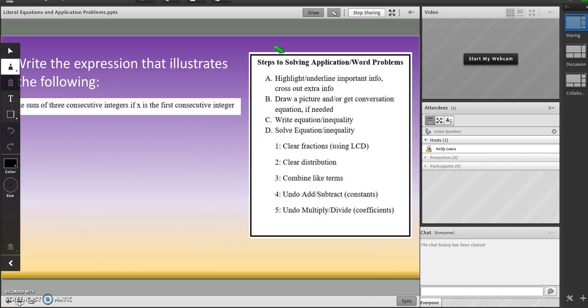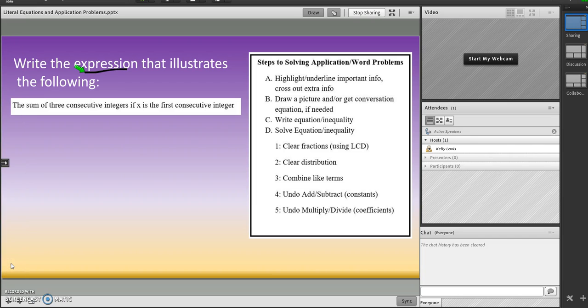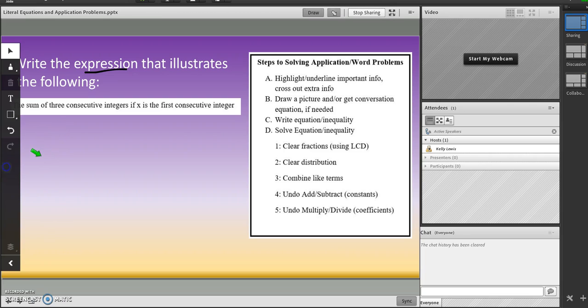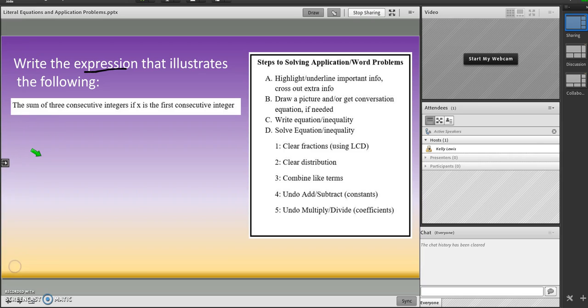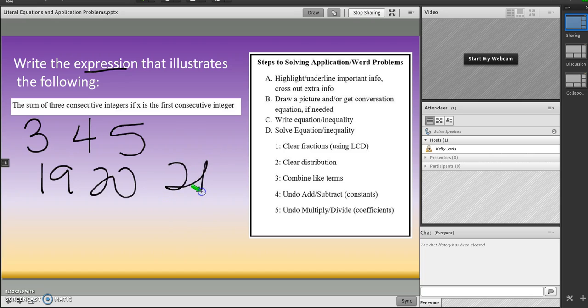All right, write the following expression that illustrates the sum of 3 consecutive integers if x is the first consecutive integer. All right, well, let's talk about what a consecutive integer is. So, for example, 3, 4, 5 are consecutive integers. They come right after each other. Or 19, 20, and 21. Those are all consecutive integers, and there's 3 of them.